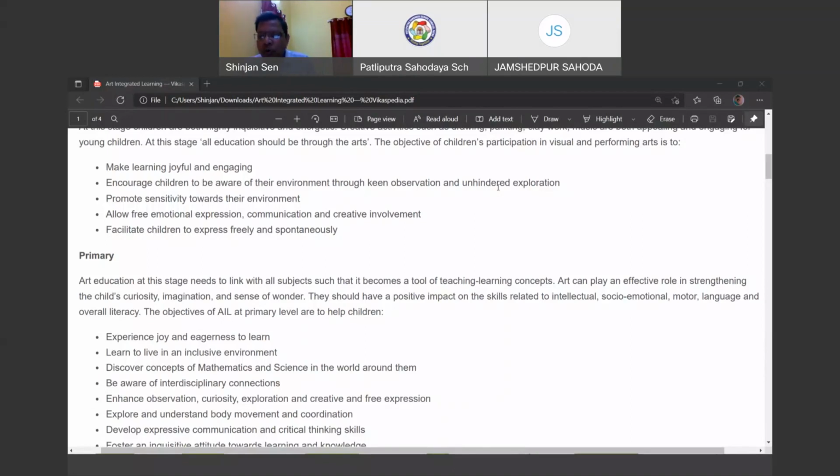They should have a positive impact on the skills related to intellectual, socio-emotional, motor, language, and overall literacy. So what will happen? When their imagination will develop, when their sense of wondering will develop, when they will start thinking in a different way, when they will apply their critical thinking, then their intellectual quality will also develop. They will start remembering. Today you see the children, the way they talk, by seeing certain things, by involving themselves into them.